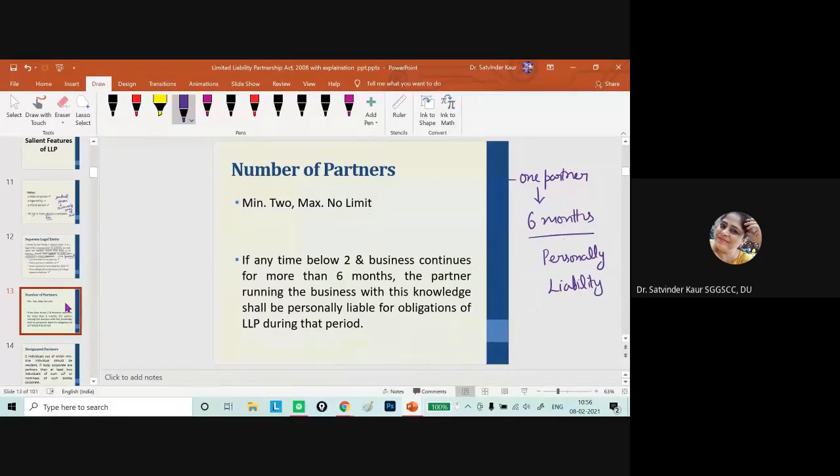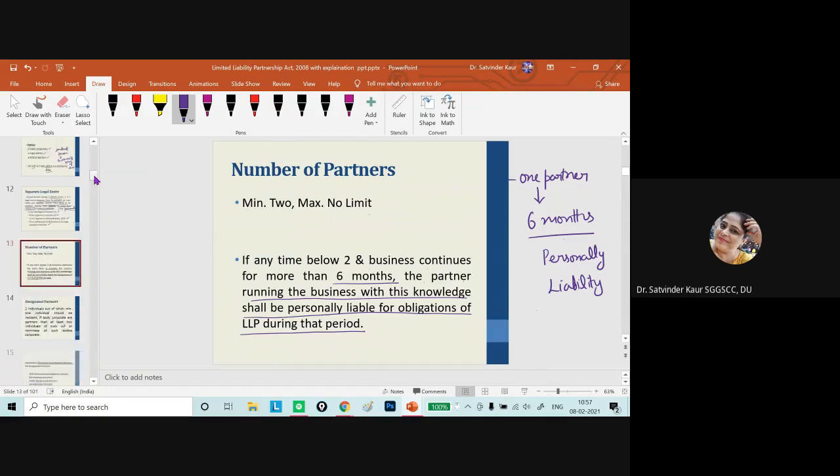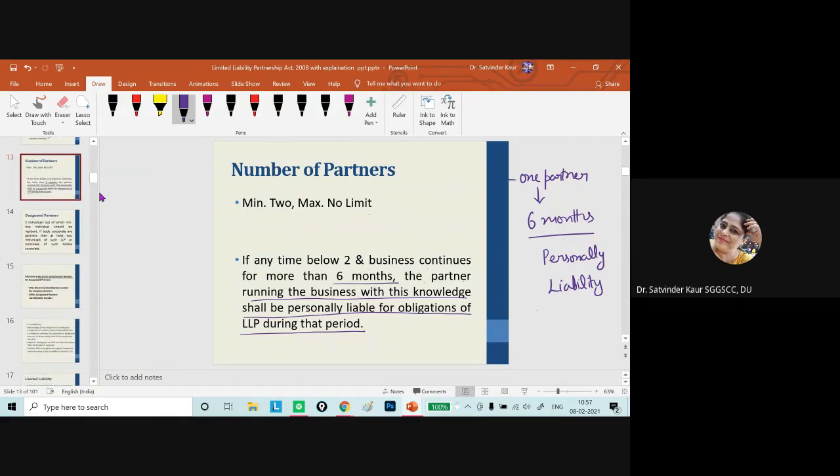So if at any time there are fewer than two partners and the business continues for more than 6 months, then the partner running the business with the knowledge that there is no other partner shall be personally liable for the obligations of the LLP during that period, because he is alone running the business. So as per the law, as per the LLP Act 2008, this particular rule you need to remember.